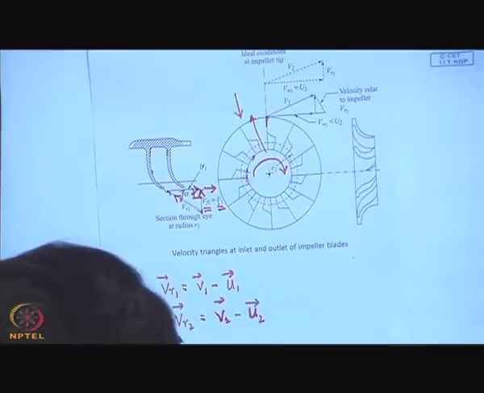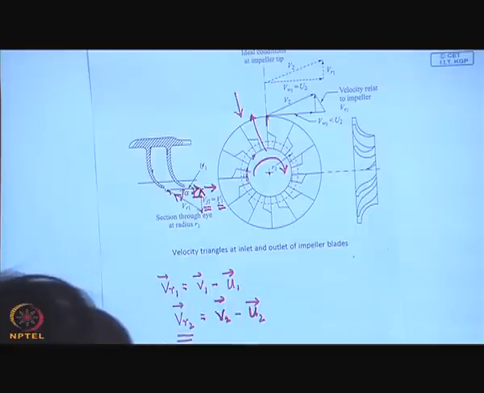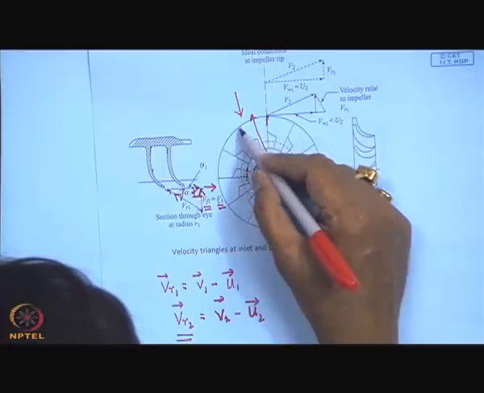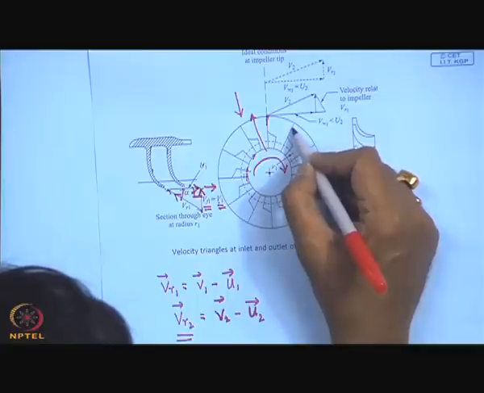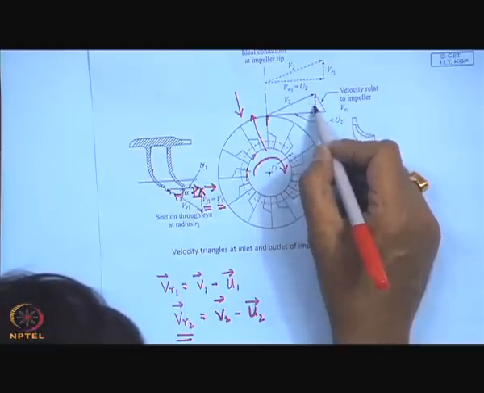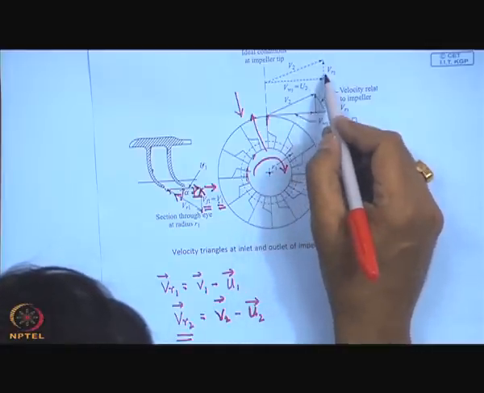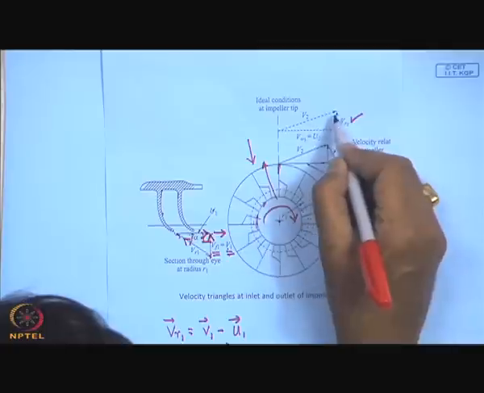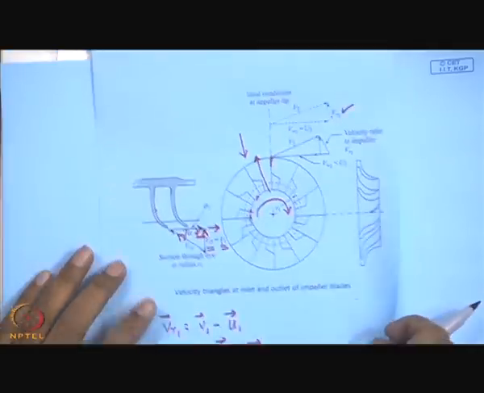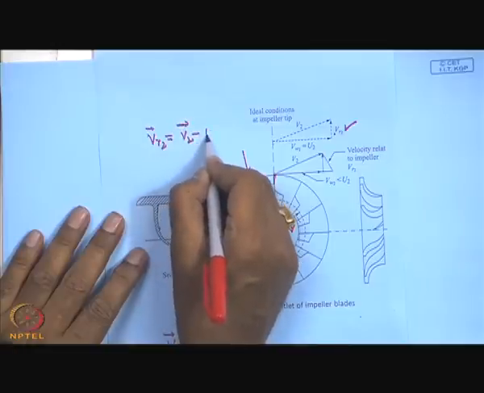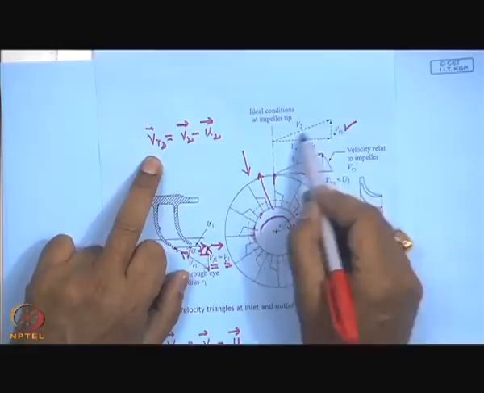Now, the relative velocity Vr2 should match the angle of the blade at the outlet. Since the blade is deliberately made radial for a smooth outlet, the relative velocity should also be radial. So this is the relative velocity Vr2. You see this diagram, this is better, I think. This is the relative velocity Vr2, this is V2, and this is U2. We can write Vr2 is V2 minus U2.